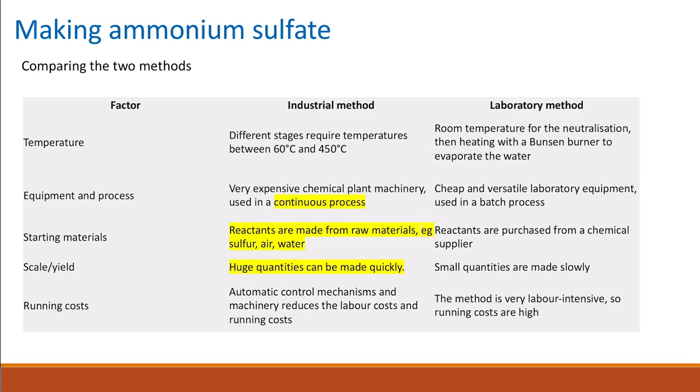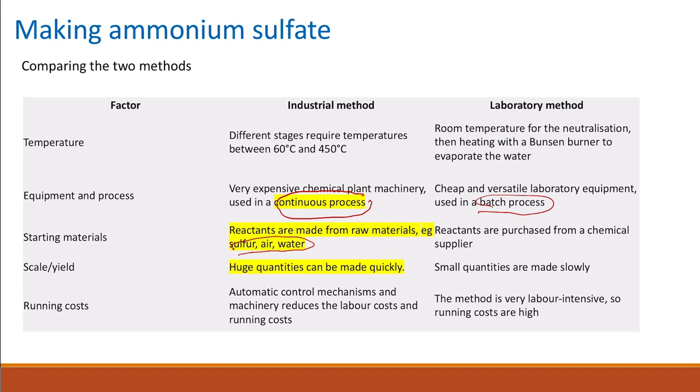So for the industrial process, it's going to be a continuous process, but in the laboratory, this is just a batch process. For the starting materials, all reactants are made from raw material like sulfur, air, and water. However, in the laboratory method, the reactants have to be purchased.